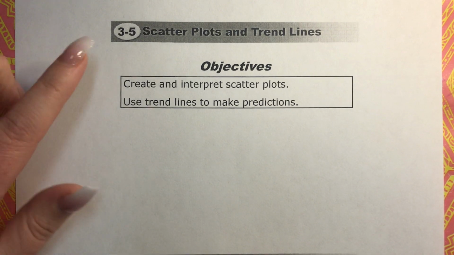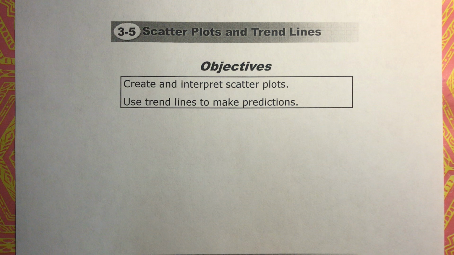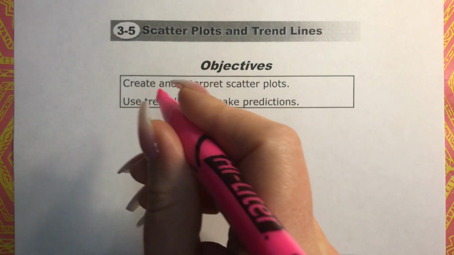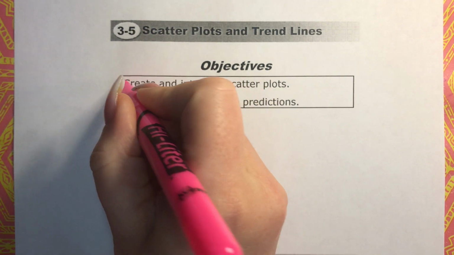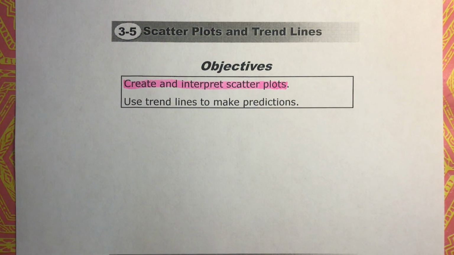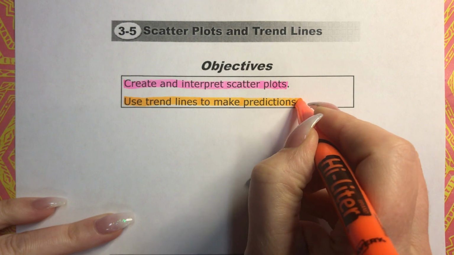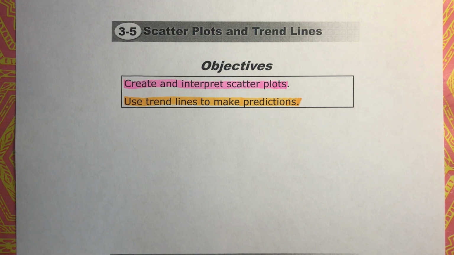All right, welcome back for Chapter 3, Lesson 5, Scatter Plots and Trend Lines. So the objectives for today are to create and interpret scatter plots and also to use trend lines to make predictions. So let's go ahead and get started.